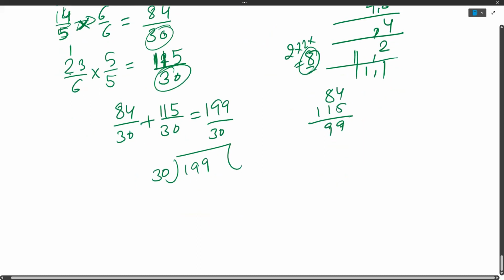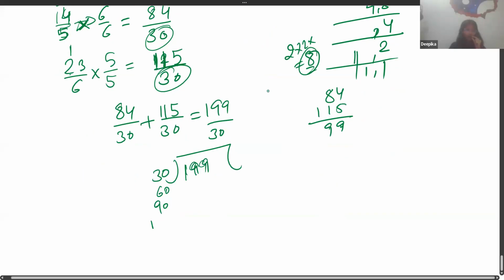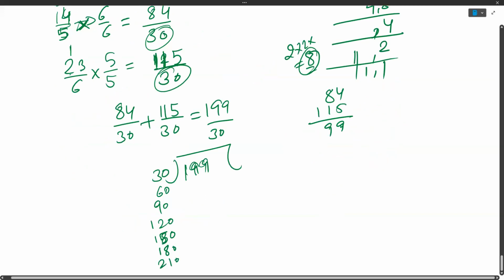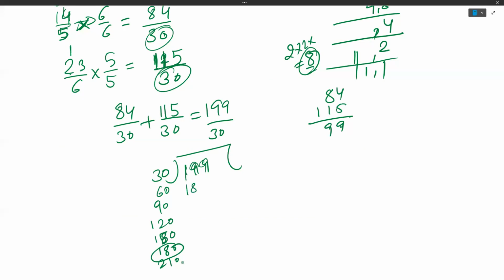Just divide 199 with 30. It will go how many times? 30, 60, 90, 120, 150, 180, 210. Okay. So it will go 6 times, 180. So what will be left? 19 will be left as a remainder. So 6 and 19 by 30. This is your answer.